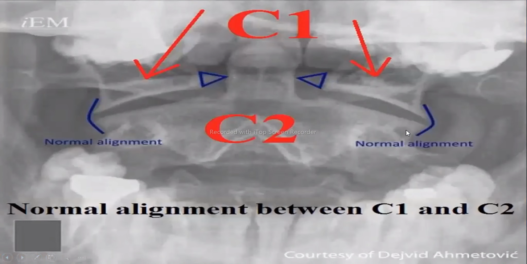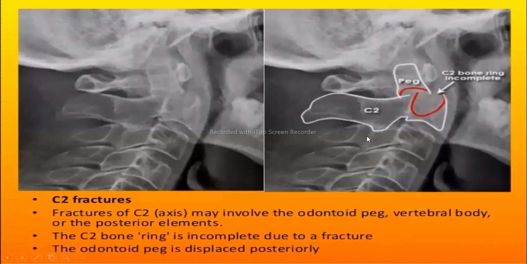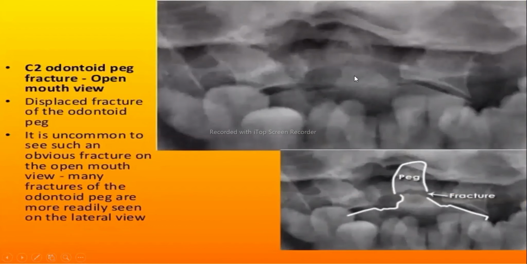This one has normal alignment. Okay. This one has a fracture of the dens on the peg view, of the C2. So can you see, guys? Obvious? Yes. This one has a fracture of the peg here. So this view is called the odontoid peg view, or open mouth view. You ask the patient to open his mouth and take an X-ray.